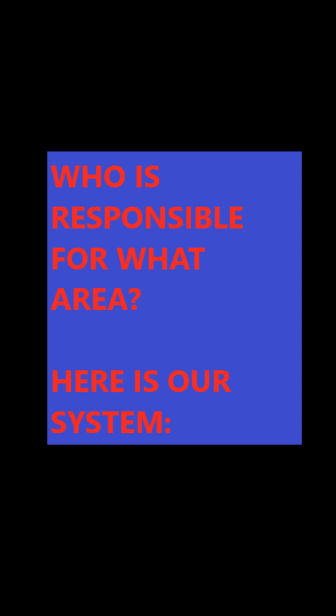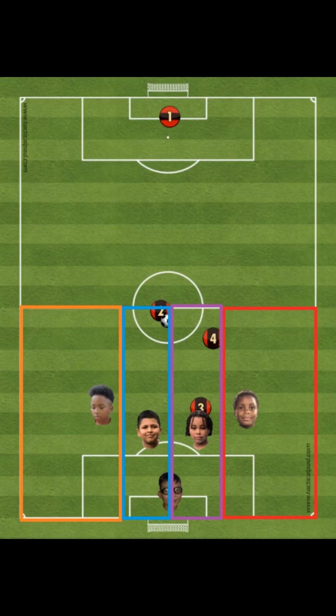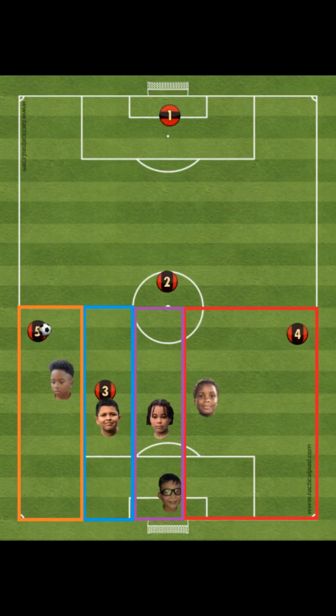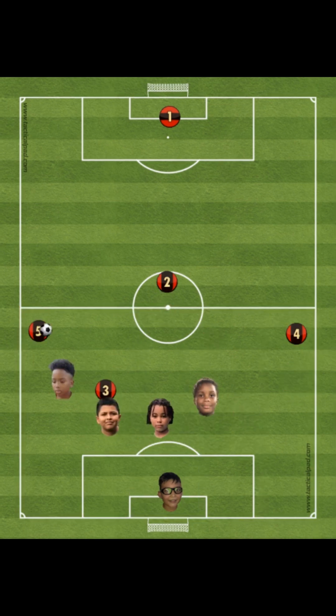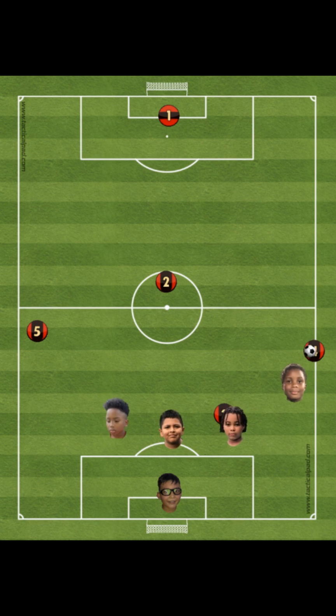Because we're playing zone defense, each one of our defenders has an area that they are responsible for defending. The system we use to determine which one of our defenders is responsible for defending which area is based on where the ball is and where our players are in relation to the ball.